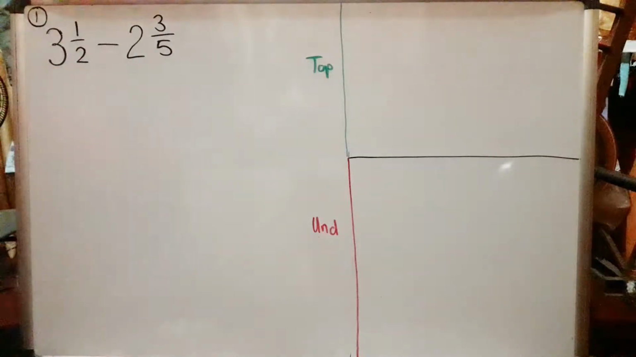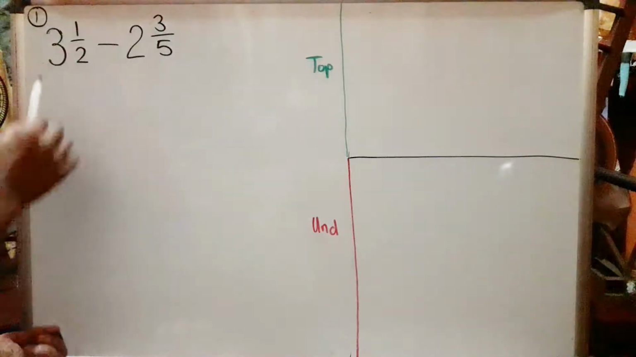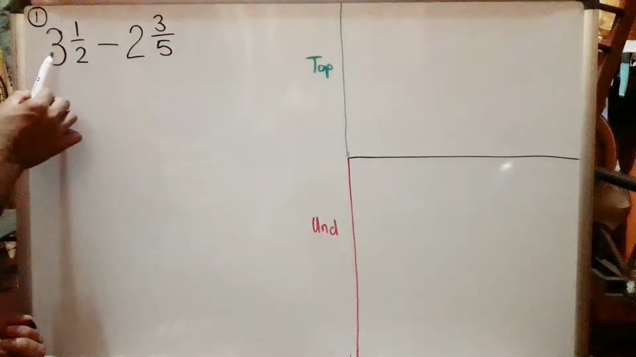Here we have 3.5 minus 2 and 3/5. If you notice right away, we have mixed fractions. I strongly recommend that you don't work with mixed fractions. Instead, work with improper fractions. So here's what we're going to do. We're going to convert everyone to an improper fraction.